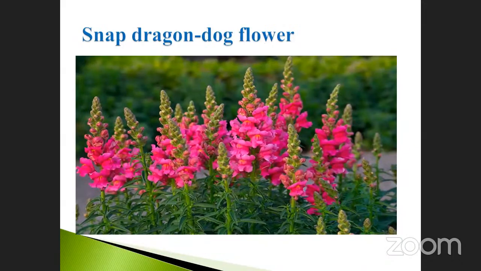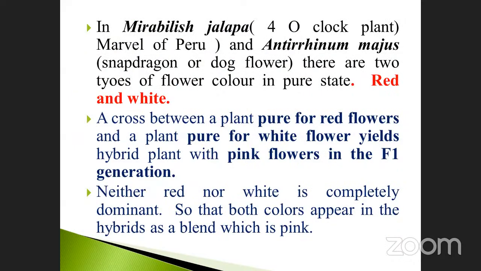See here. So this is the snapdragon, otherwise called the dog flower. Sometimes they ask questions in botany. Snapdragon is otherwise called the dog flower, and otherwise called Antirrhinum majus. And the four o'clock plant also. Who stated the statement? Note that down very clearly.